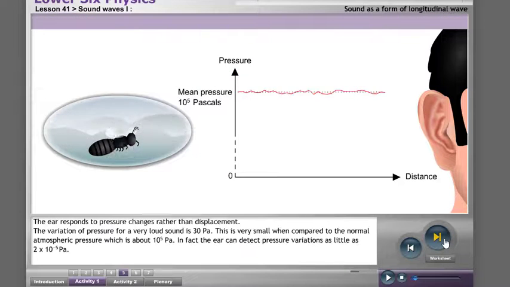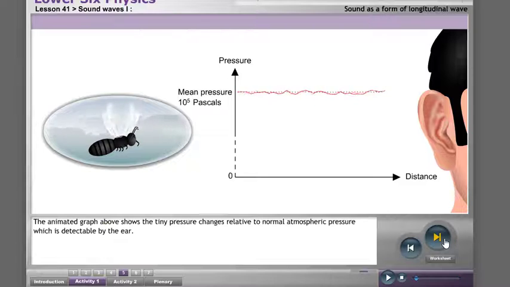The ear responds to pressure changes rather than displacement. The variation of pressure for a very loud sound is 30 pascals. This is very small when compared to the normal atmospheric pressure, which is about 10 to the power 5 pascals. In fact, the ear can detect pressure variations as little as 2 times 10 to the power -5 pascals. The animated graph above shows the tiny pressure changes relative to normal atmospheric pressure, which is detectable by the ear.